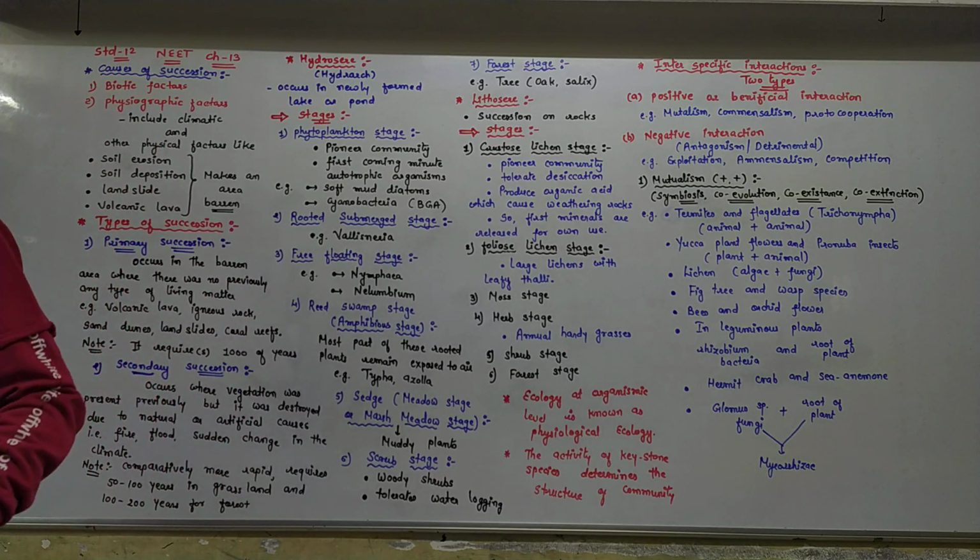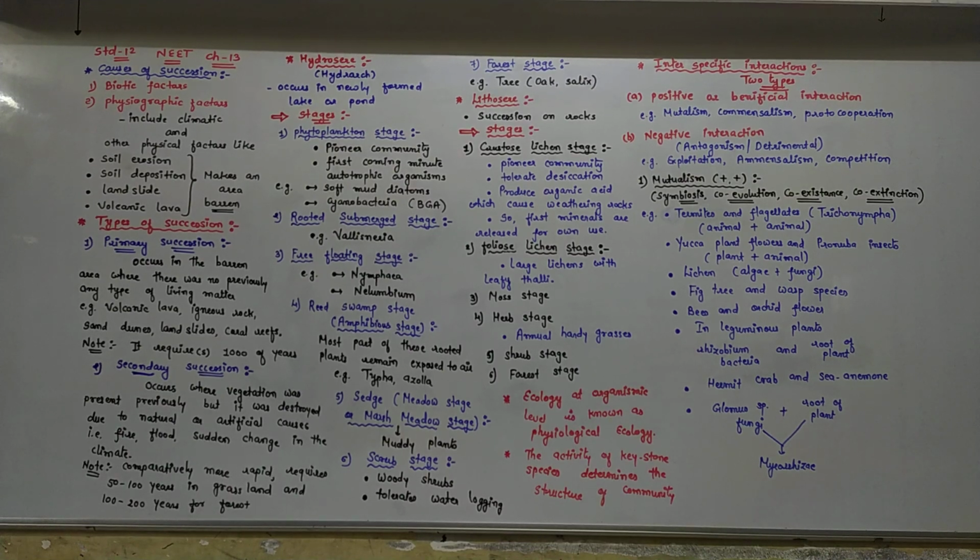So this is the first beneficial relationship, that is mutualism, plus plus. So this many examples are there.